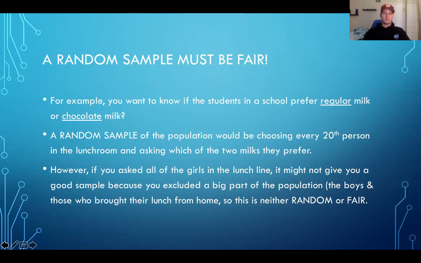For a sample to be random, it must be fair. For example, you want to know if students in a school prefer regular milk or chocolate milk. A random sample of the population would be to choose every 20th person in the lunchroom and ask them which of the two milks they prefer. However, if you asked every girl in the lunch line, it might not give you a good sample because you exclude a big part of the population. You're excluding all the boys and all the students who brought their lunch from home. So that would be neither random nor fair.